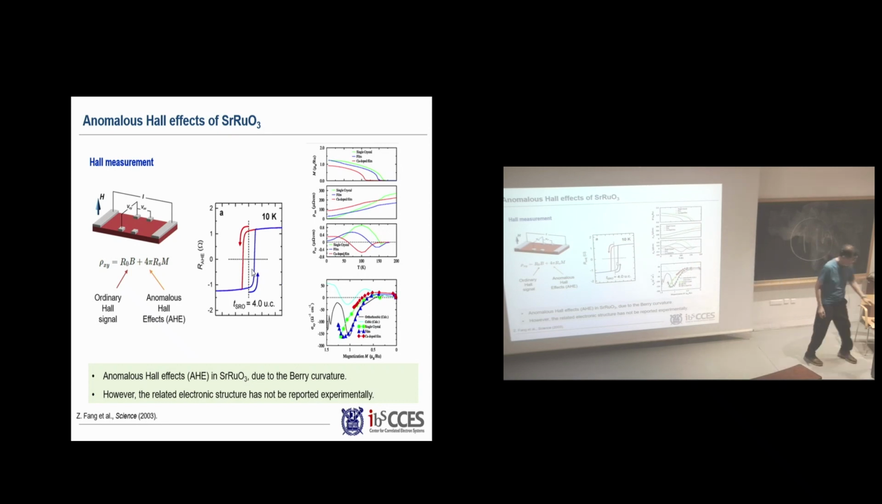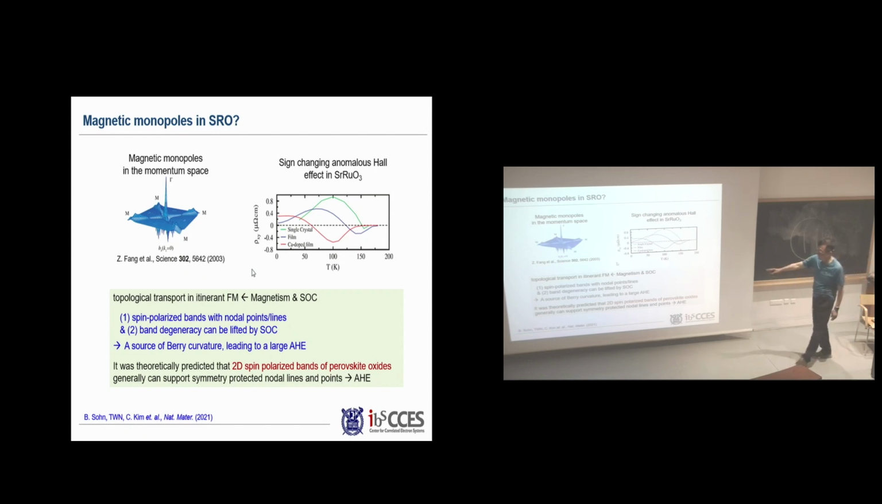And in year 2002 or 2003, Nagaosa's group already proposed that if you look at everything in the momentum space, it looks like this, and they call this a magnetic monopole. So that's the beginning of the topological effects studies in this field. However, there are not many studies to observe this.